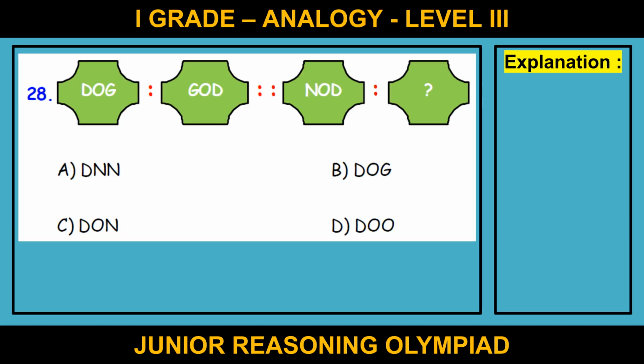Wonderful. Children, observe carefully. DOG becomes GOD. The letters are written in reverse order. Now apply the same rule to NOD. When we reverse NOD, it becomes DON. Let's check the options. Option A, DNN. Option B, DOG. Option C, DON. Option D, DOO. The correct answer is option C, DON.